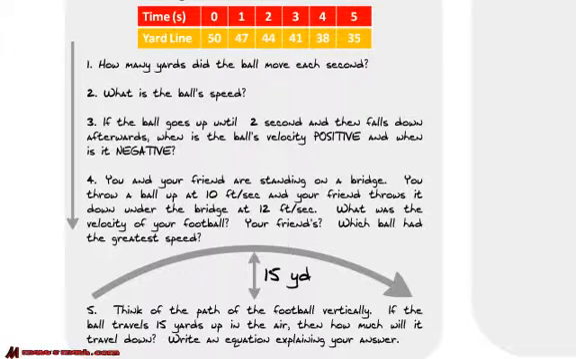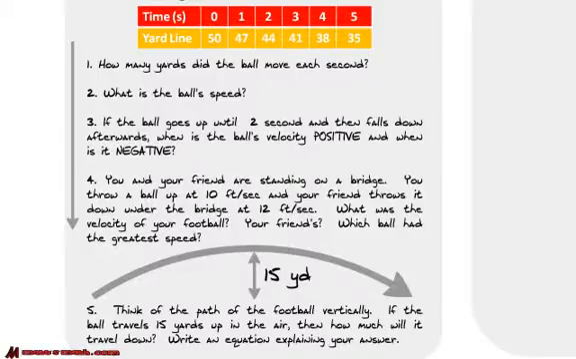All right, think of the path again of the football vertically. If the ball travels 15 yards up in the air, about how much will it travel down? If it travels 15 yards up, how many yards is it going to travel down? Well, it would travel 15 back, wouldn't it? Be minus 15 or negative 15. So the equation would be something like 15 up minus 15 gets back to the same position vertically, right? It starts at 0, goes up 15, goes down 15, ends at 0 as well.